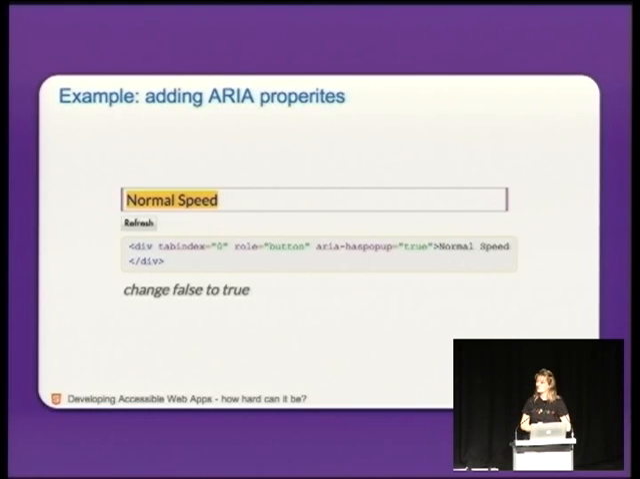Normal speed button has popped up. There you go, pop-up. I don't know why, but that's what it does. But if you understand Chromevox, then yes, you know now that it has a pop-up and you can click it.